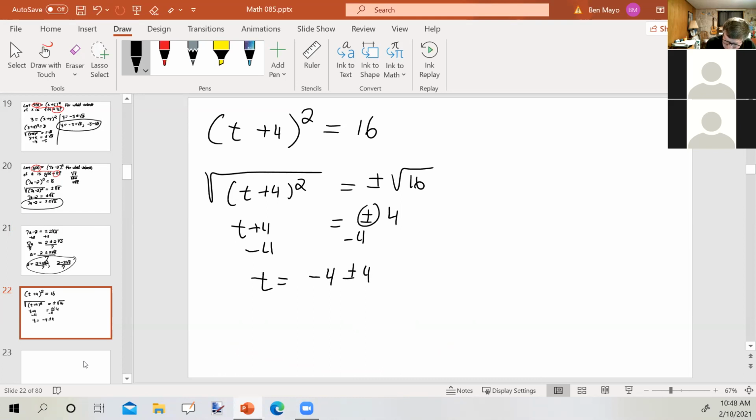Notice the plus or minus is in front of the 4, but it's not out in front of the negative 4. So be careful of that. So t is negative 4 plus 4, which is 0. T is negative 4 minus 4, which is negative 8. So t equals 0, comma, and negative 8.